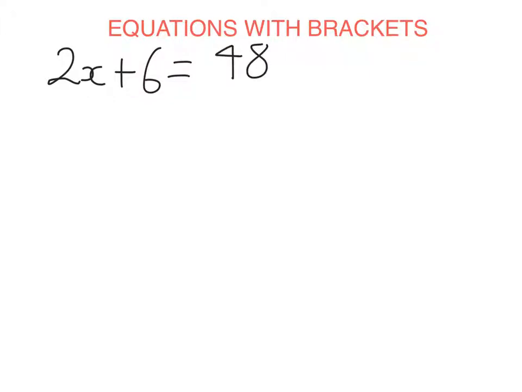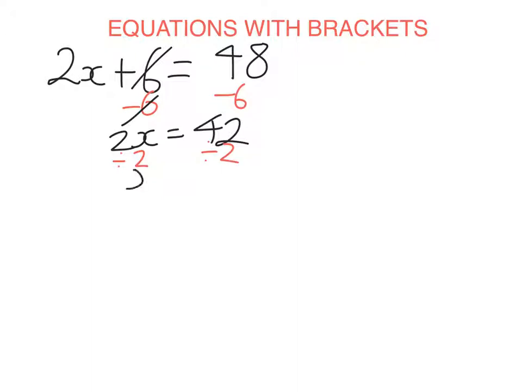In this, the way I would solve that, I could subtract 6 from both sides. So then the 6's cancel out. I'm left with 2x equals 48 minus 6, which is 42. And then to undo timesing by 2, I divide by 2, and I get x equals 21. So I haven't taught you anything new yet. You've been doing that for ages.